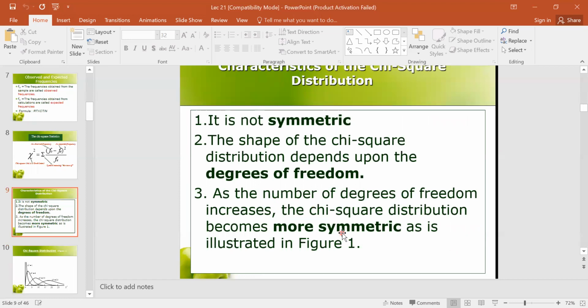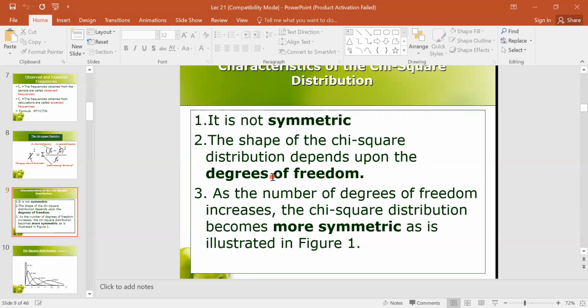Now we have some properties or characteristics of the chi-square distribution. As we know, the normal distribution is a symmetrical distribution in which we have equal left and right area, or a bell-shaped curve which is equally distributed, but chi-square is totally opposite of this. This is not a symmetrical curve. This is basically a skewed distribution in which we have a trend of positive values. So we can say this is not symmetrical, this is a positively skewed distribution, and the shape of the chi-square distribution depends upon the degrees of freedom.